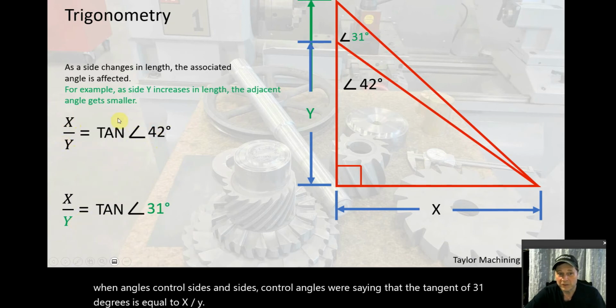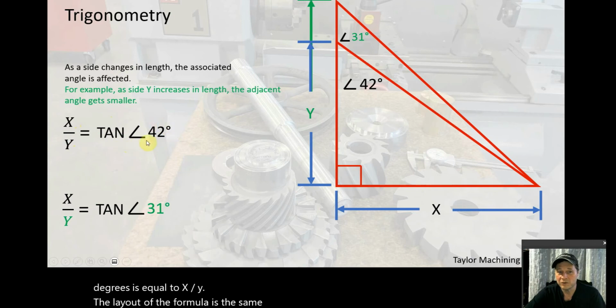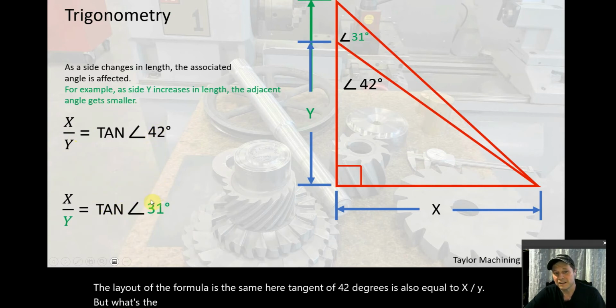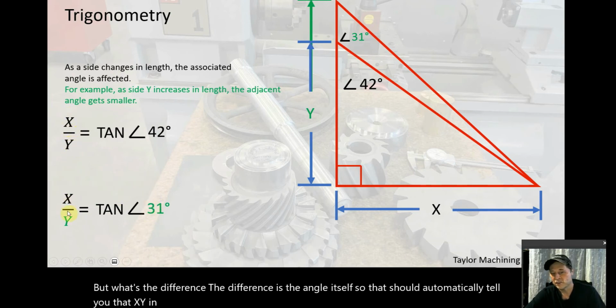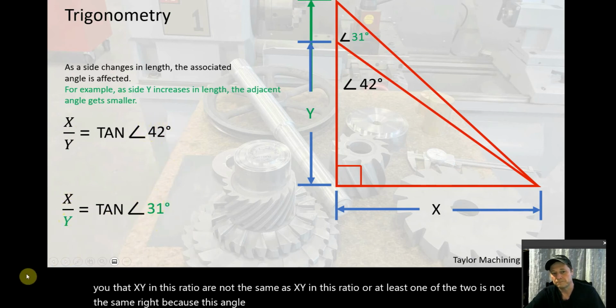The layout of the formula is the same here. Tangent of 42 degrees is also equal to x divided by y. But what's the difference? The difference is the angle itself. So that should automatically tell you that x and y in this ratio are not the same as x and y in this ratio, or at least one of the two is not the same, right? Because this angle is different than this angle.